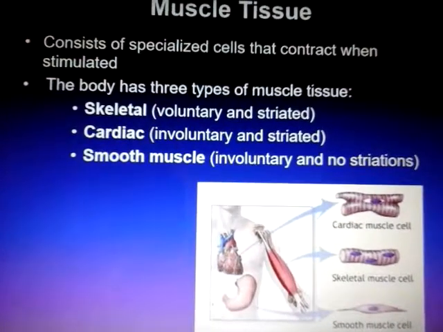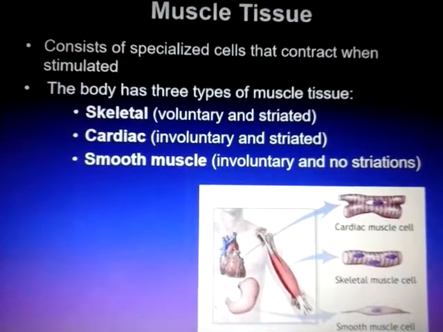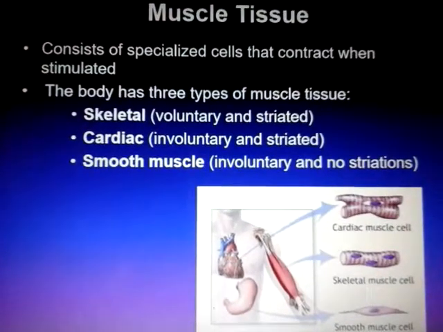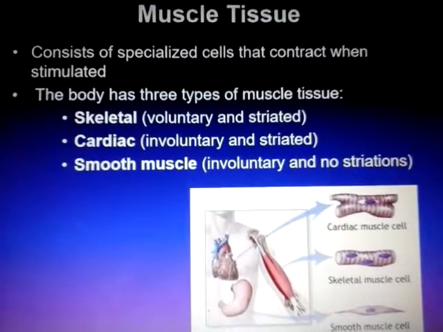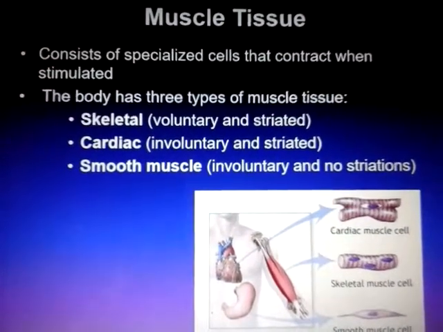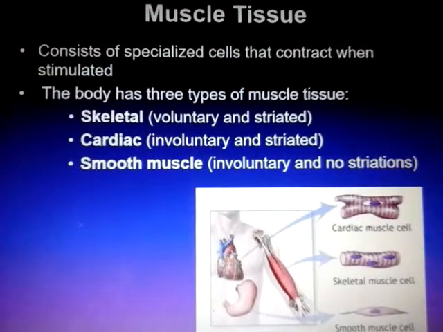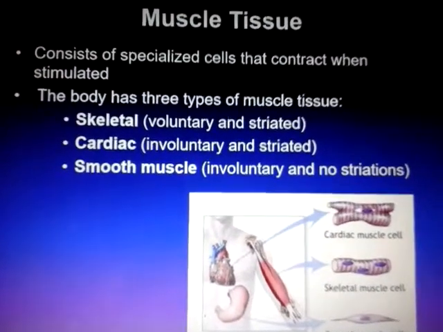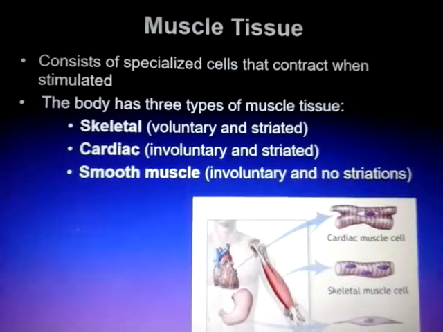Now, muscles get their name based on where they're found in your body. Skeletal muscle gets its name because it attaches to your skeleton. So when you physically move, like you walk, you talk, you raise your hand, the skeletal muscle is doing that. Cardiac muscle gets its name because it's found in the heart, and it's found only in the heart. Cardiac muscle pumps. Smooth muscle is found in your hollow organs.